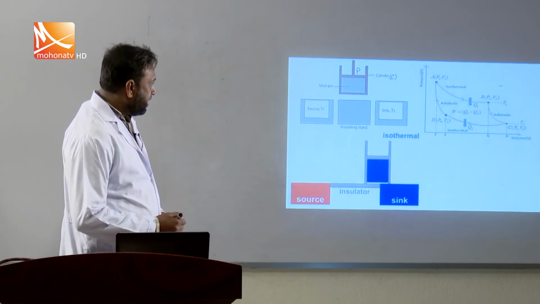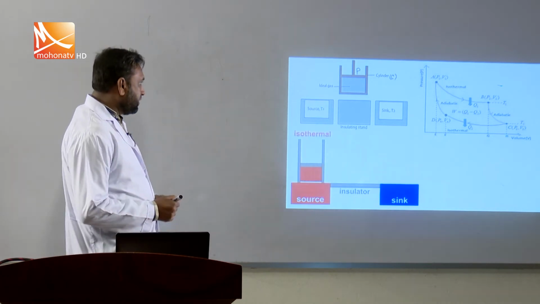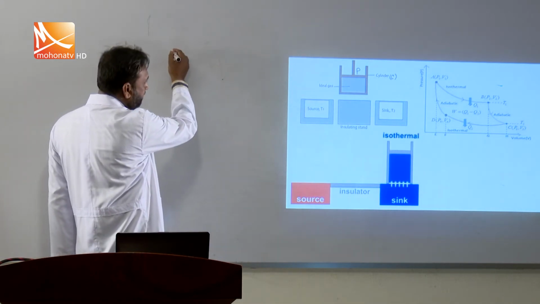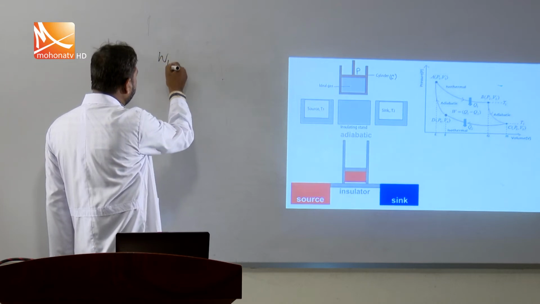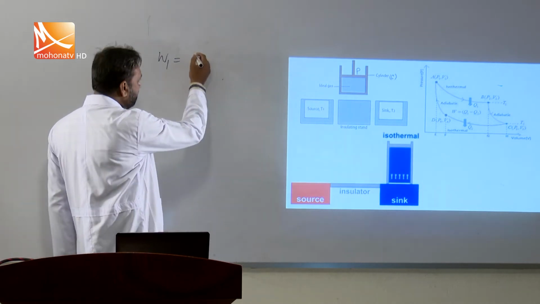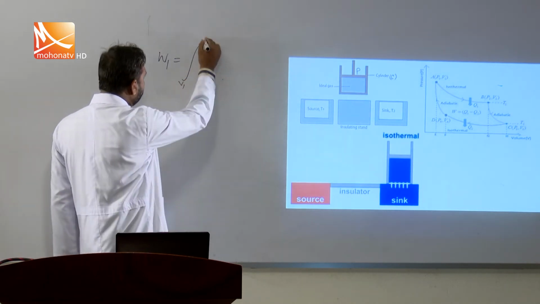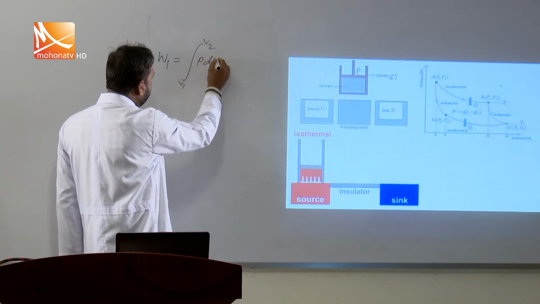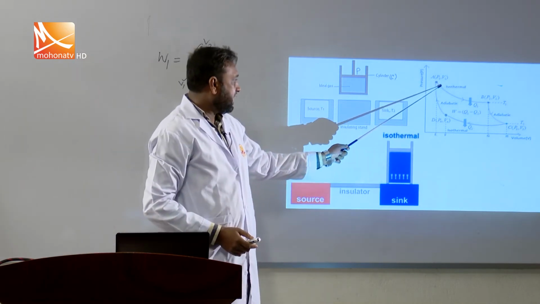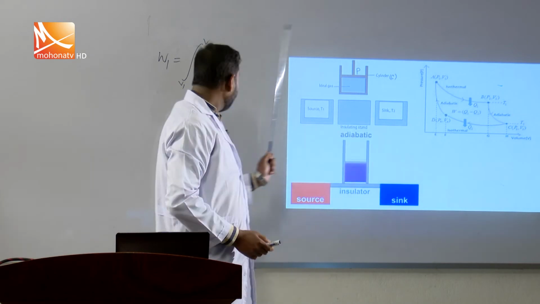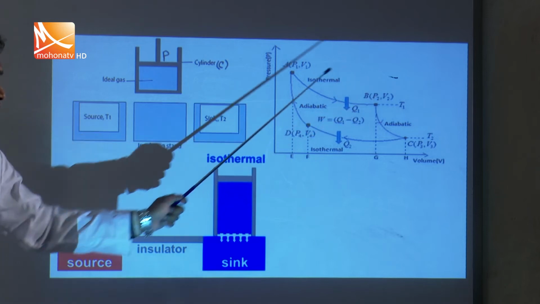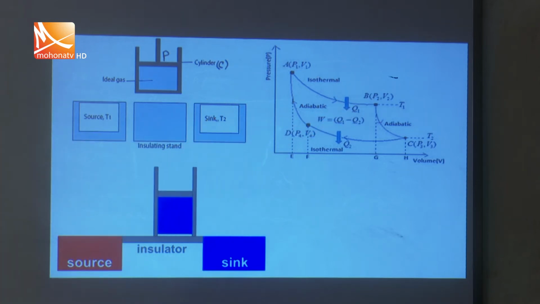First one, the isothermal expansion process, which is shown in the graph as AB. Work done W1 equals the integral from V1 to V2 of PdV. Here the first step is the isothermal expansion and the work done is W1. The initial volume is V1, the final volume is V2, and the pressure is P.